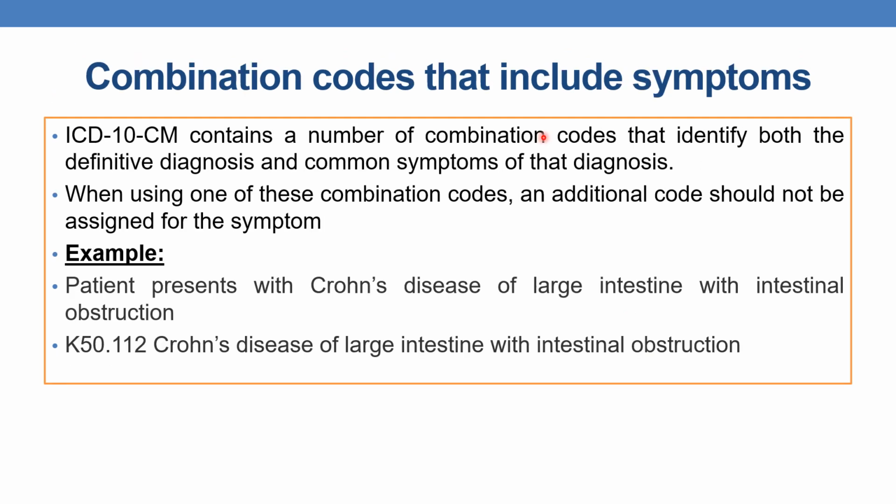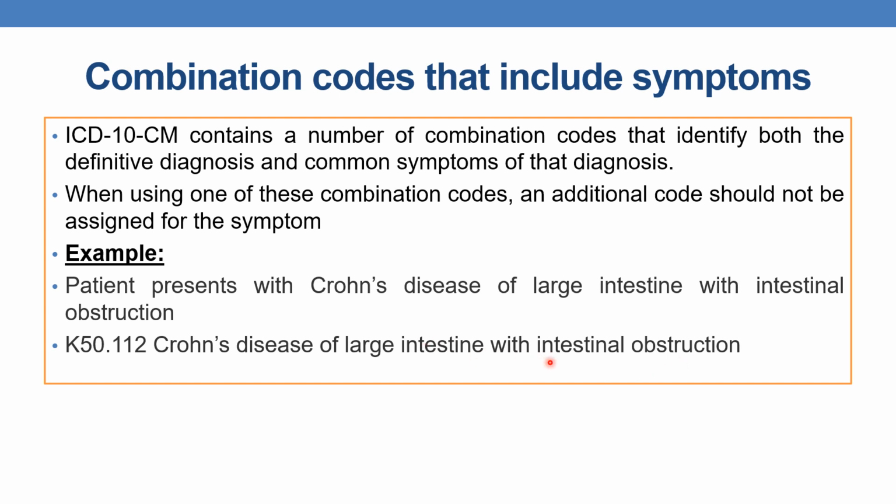Now coming to combination codes that include the symptoms. ICD-10 contains a number of combination codes that identify both the definitive diagnosis and common symptoms of that diagnosis. When using one of these combination codes, an additional code for the symptom is not required. Let us see an example. Patient presents with Crohn's disease of large intestine with intestinal obstruction. Here, intestinal obstruction is a symptom, but you have a combination code which governs it: K50.112. The definition for that code is Crohn's disease of large intestine with intestinal obstruction.